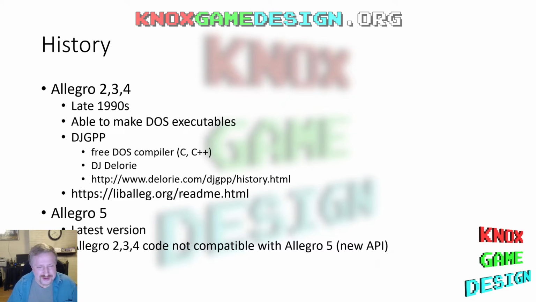The second major release of Allegro, which I think happened later on in the 2000s, was Allegro 5. I don't remember the exact date, but Allegro 5 is significantly different from previous versions. If you have a game created in Allegro 2, 3, or 4, it will not compile easily at all in Allegro 5. It was kind of a complete rewrite of the Allegro game library, completely different.